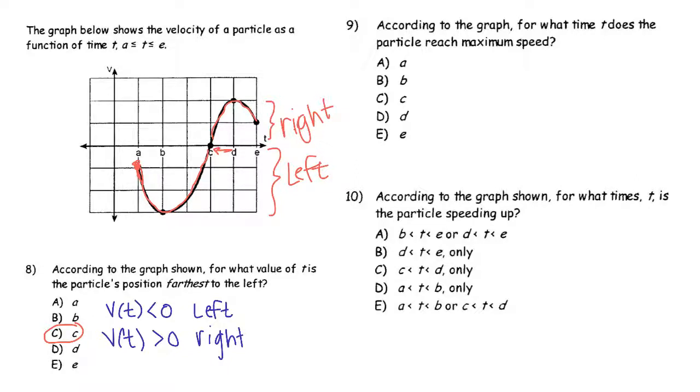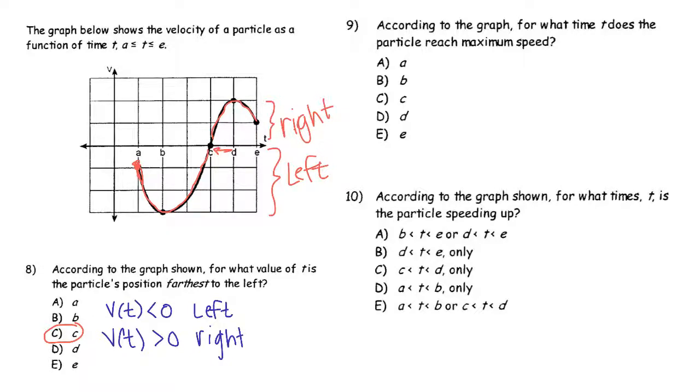Okay, so now let's look at number 9. And again, this is another question asking for maximum speed. So looking at our graph, we can flip over all those negative parts on our graph.